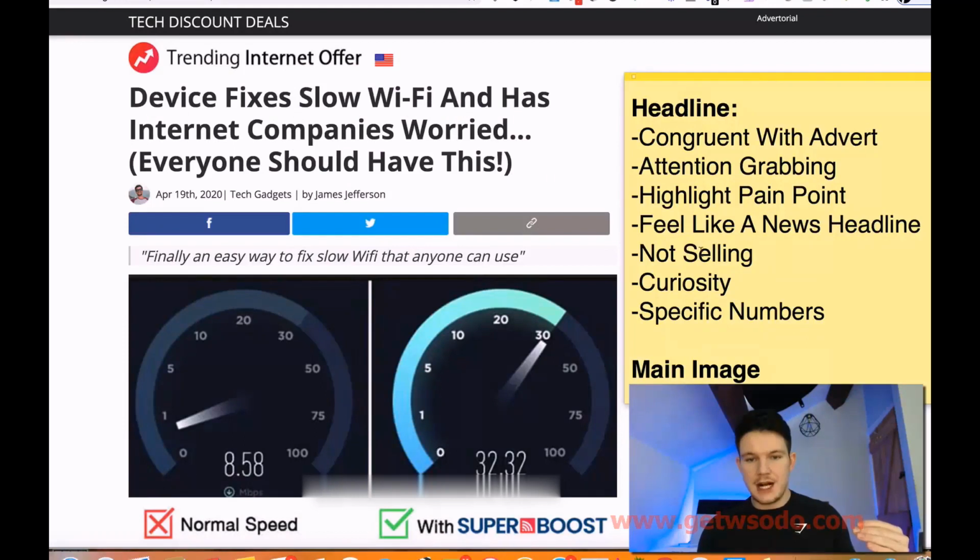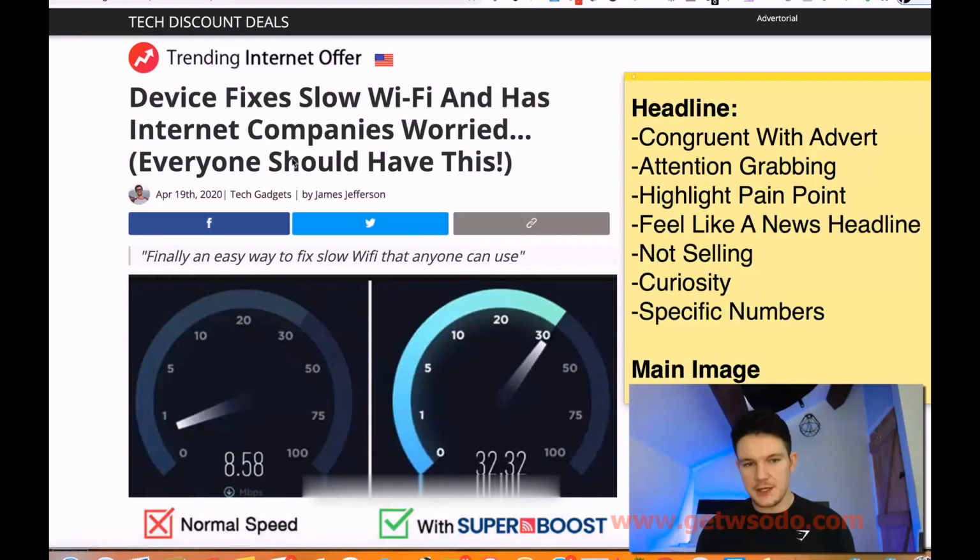But you'll notice that it's not actually selling. We're not telling them we're actually selling a product at this point. You want it to still look like a headline that would just be in any other newspaper. So it's almost reporting on something. So this says, device fixes slow Wi-Fi and has internet companies worried, which is quite attention grabbing. Everyone should have this. So although we are starting to lean towards the fact that it's going to be talking about some kind of product, it doesn't feel like they're being sold to at this point. We just want them to read a little bit more to find out what that product is.